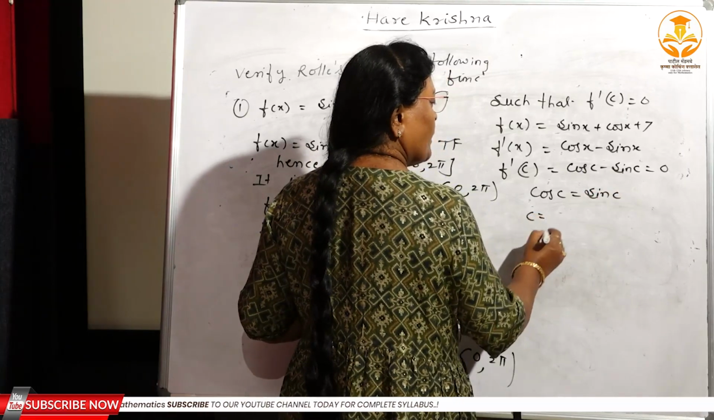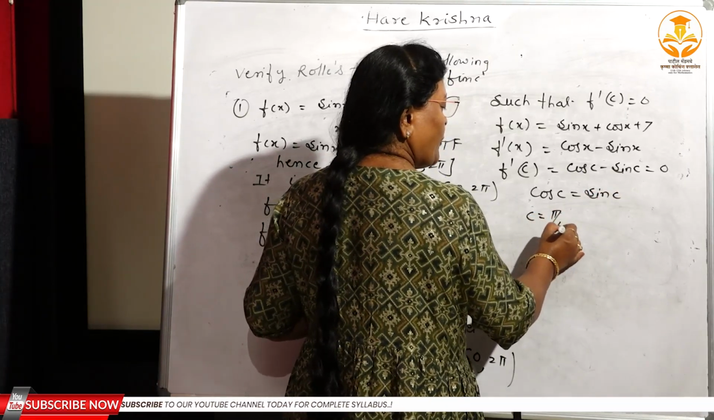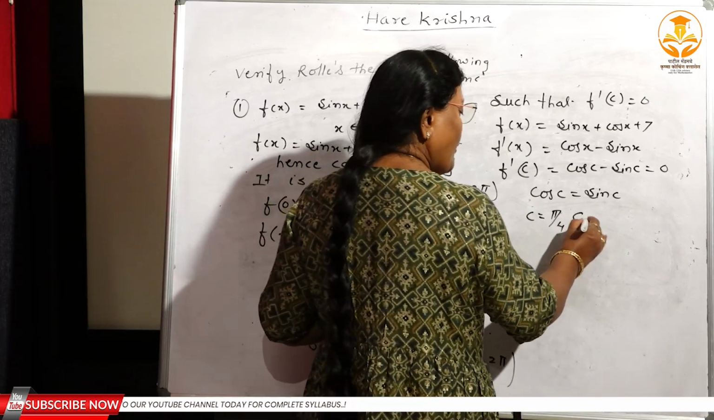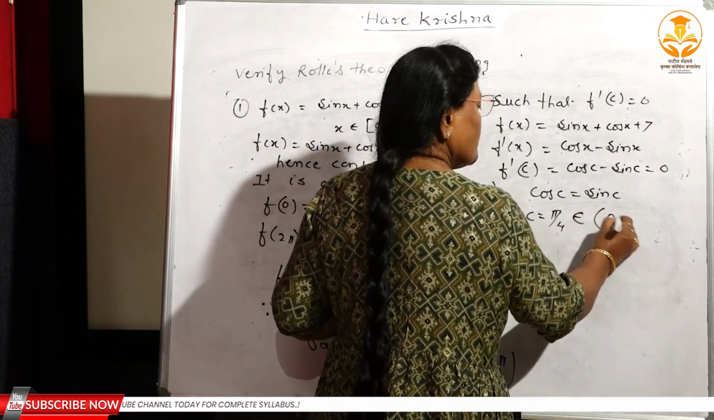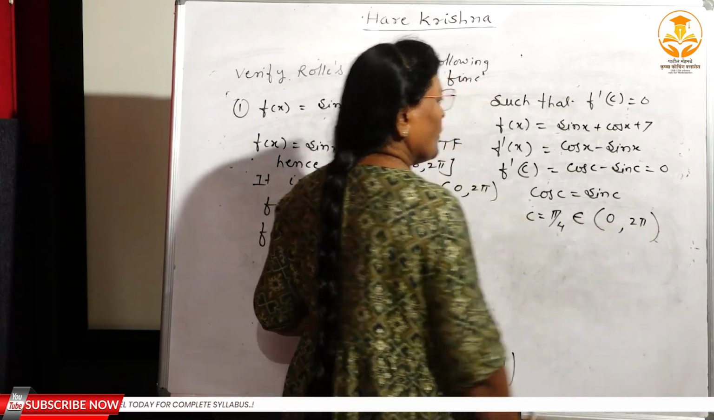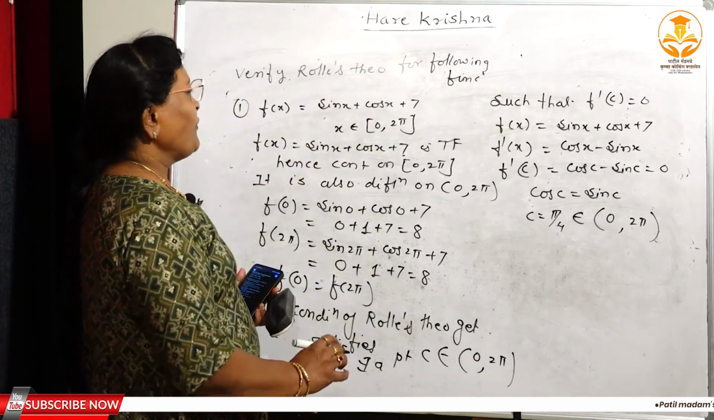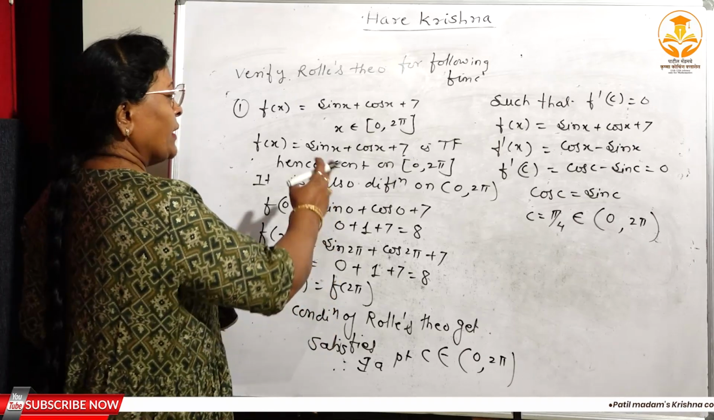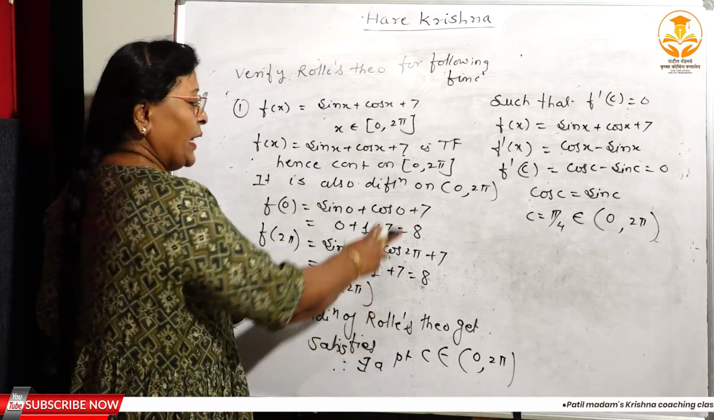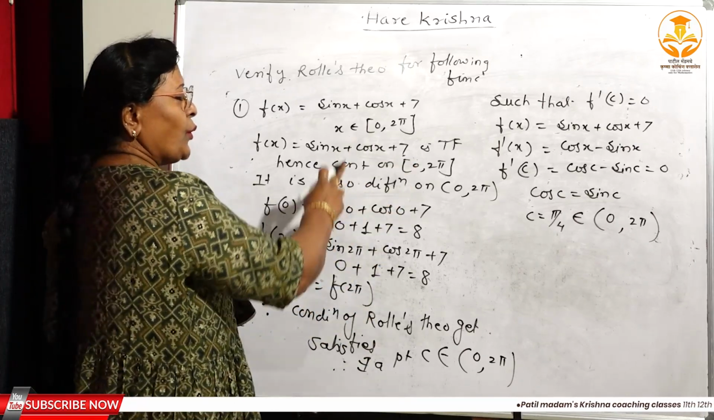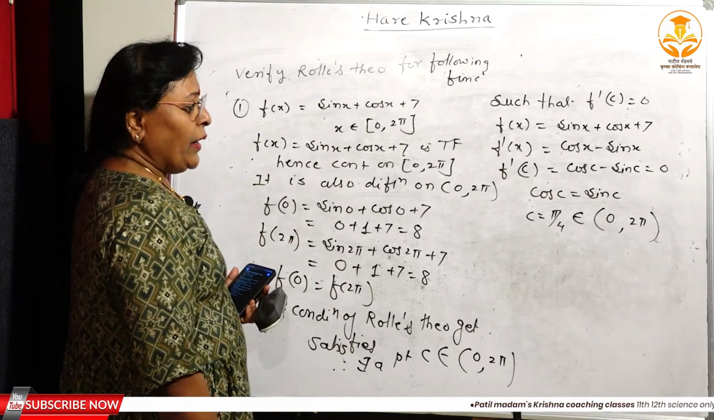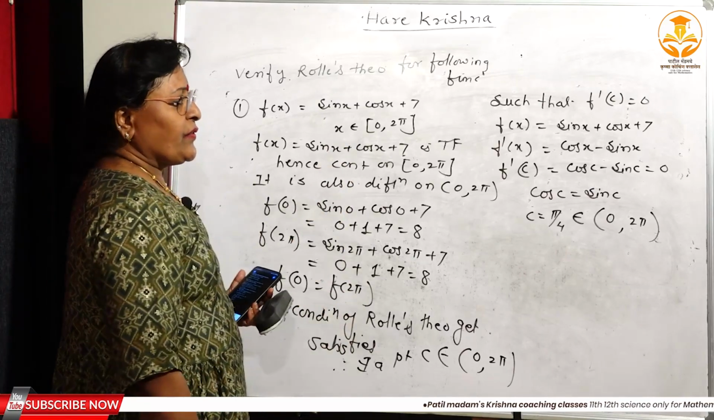Therefore c is equal to how much? That is pi by 4, isn't it? And this pi by 4, it belongs to what here? 0 to 2 pi. Right? This is the verification. In this way, you can verify Rolle's theorem. Since the conditions of Rolle's theorem get satisfied, there exists a point c that belongs to the open interval 0 to 2 pi in such a way that f dash c is equal to 0.